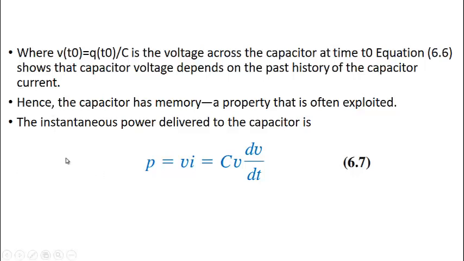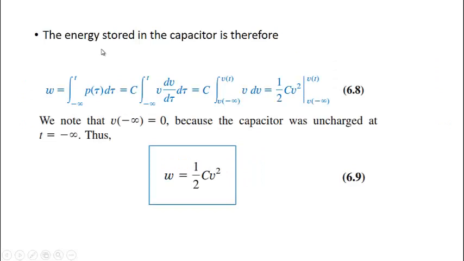So the instantaneous power delivered to the capacitor, given by p, will be the multiplication of the voltage across it and the current flowing, that is equal to C v into dv by dt. Here v is this, and this i will be equal to C dv by dt. So the energy stored in the capacitor is therefore w, the integration of the instantaneous power over the time period, that means minus infinity to t. So it will be equal to C v dv by dt dt, and dt will cancel out, so C is outside. The voltage will have changed its limits from v at minus infinity to v at t. So it comes out to be equal to 1 by 2 C v squared.